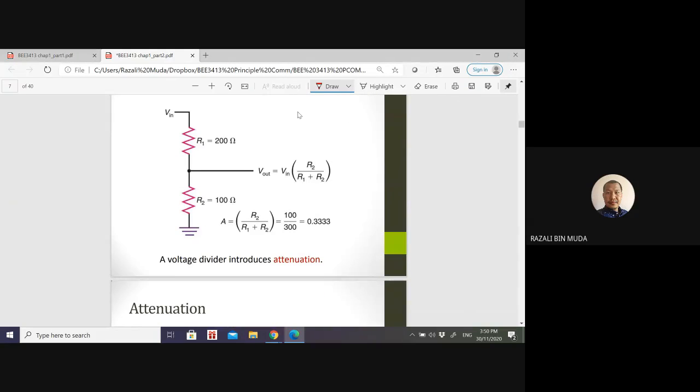Voltage divider. Here in this circuit, this is the output, this is the input. So basically, V out is the voltage division of V in, and the value depends on the value of R2 and R1. I suppose all of you are familiar with voltage division. So in this case, V out is less than V in, V out is smaller than V in. Therefore, A is known as attenuation.